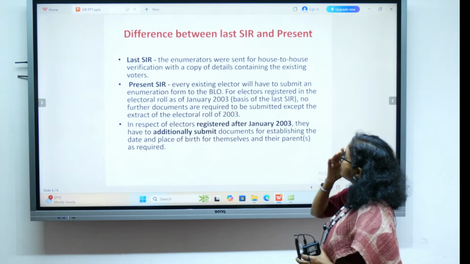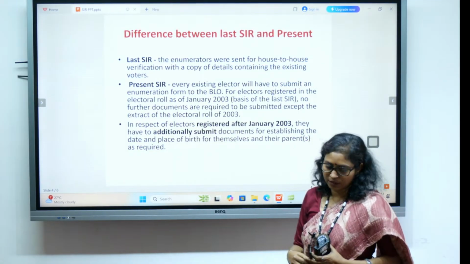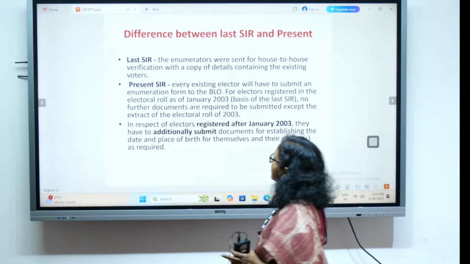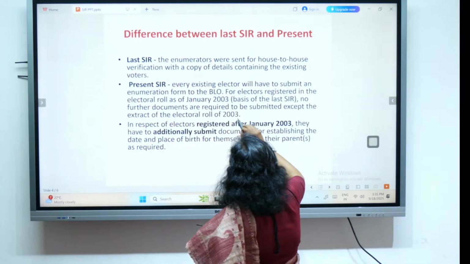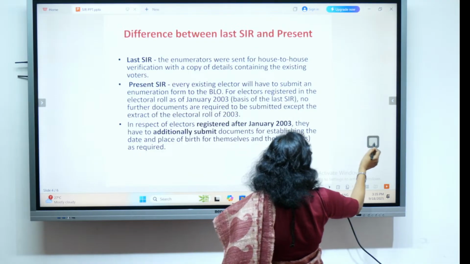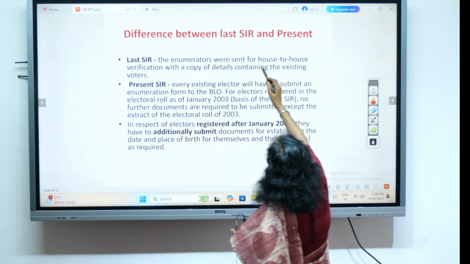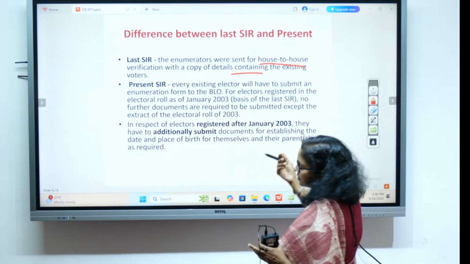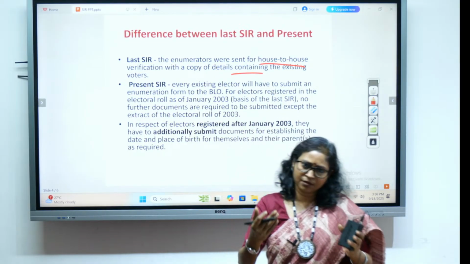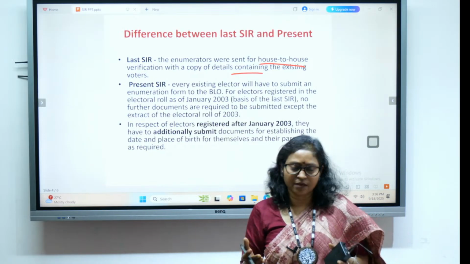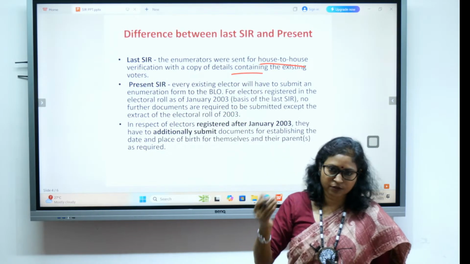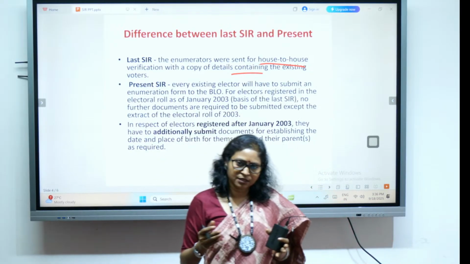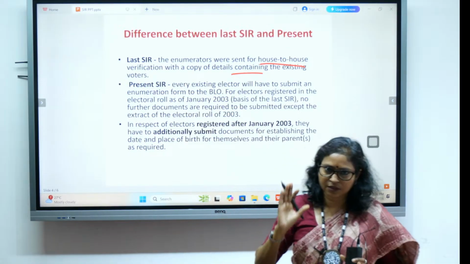So the difference between the last SIR and the present one, because that is what the major controversy is. In the last SIR, the enumerators were sent house to house for verification with a copy of details containing the existing voters. Already they had the existing voters' names, and a house to house survey was done. They just had to verify that yes, this person is still there.